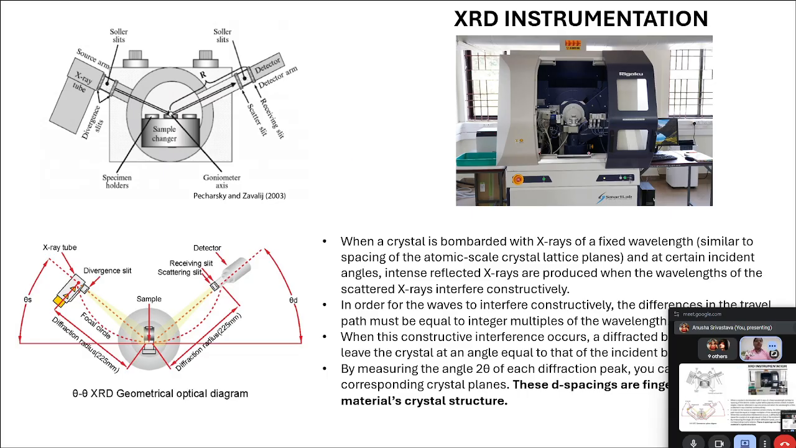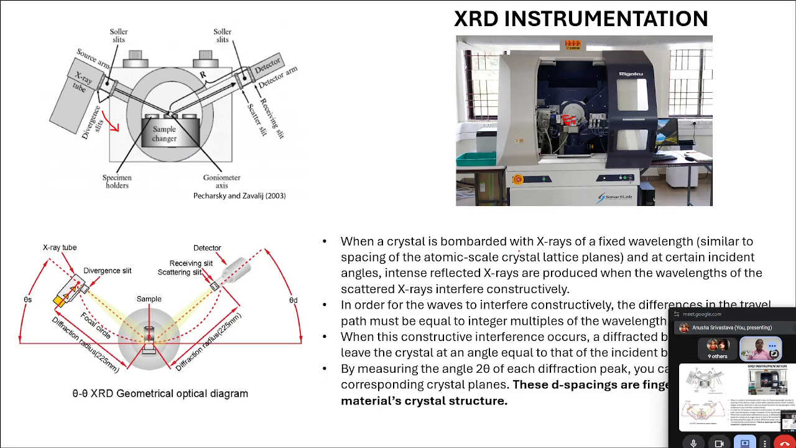Now this is the instrumentation. Okay, so we see this is the X-ray tube and this is the detector, and this kind of moves. Here you put your samples, and whenever X-rays are shot on the sample, it kind of moves like this, and it will keep falling on it.